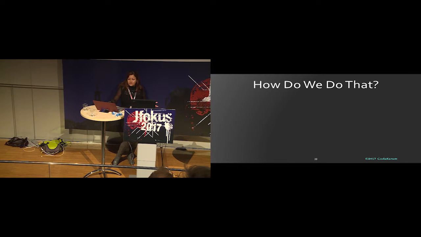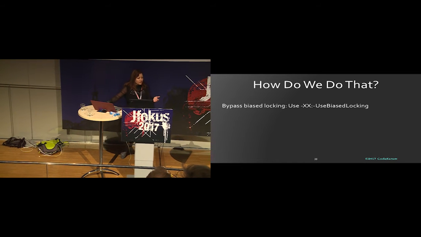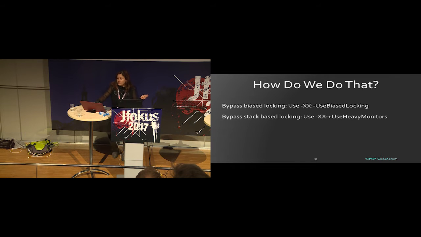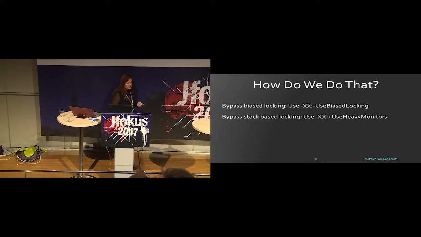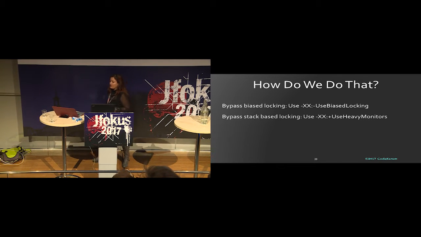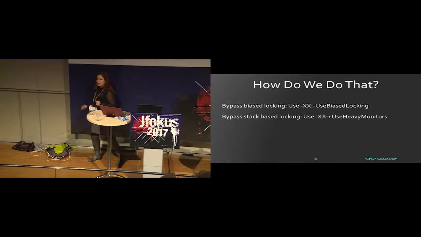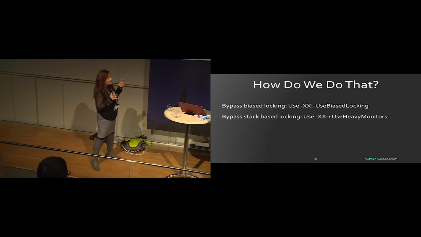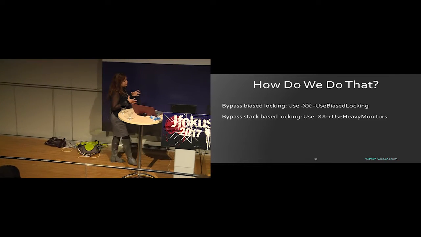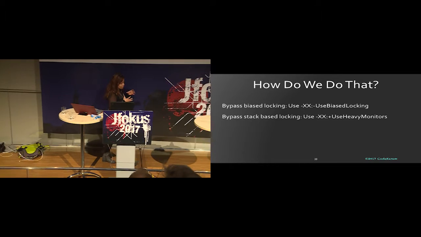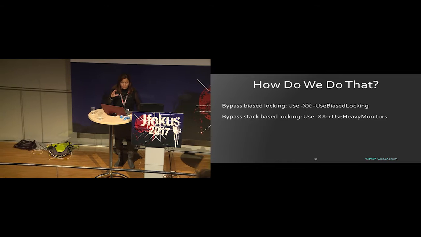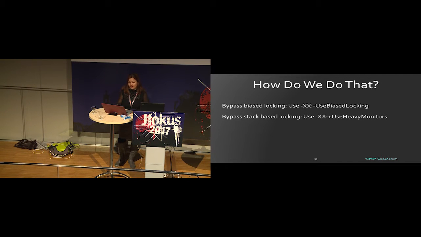So when we do our measurements, we want to make sure that bias locking is disabled. If you see, there's a minus UseBiasedLocking in one of the options that I'll use. And with the second option, I'm ensuring that I'm using heavy monitors. So when I do that, I make sure that I'm using object monitors, and I'm making sure that they're contended, of course. So that's the gist of the JEP: to make sure we're measuring contended object monitors, right? So we use these options to measure the right thing.